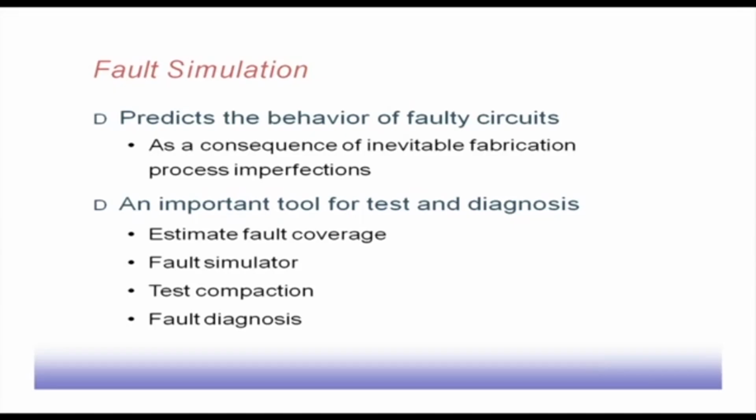As we have said, if there are n lines and we are considering the single stuck-at fault model, then there are 2n possible faults. Out of these 2n possible faults, how many of them are getting detected by my test pattern set? That is the type of confidence it gives us. That is the fault coverage, and it also gives us some way to diagnose the problem.